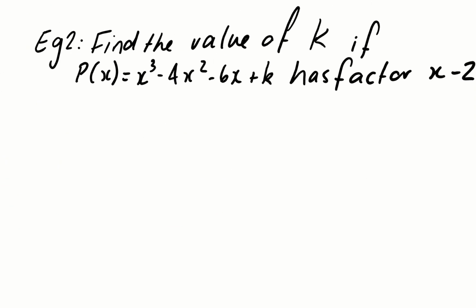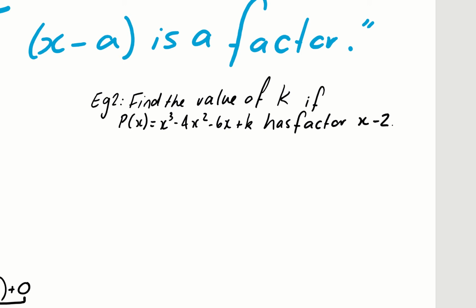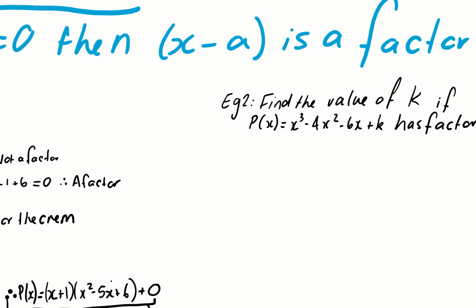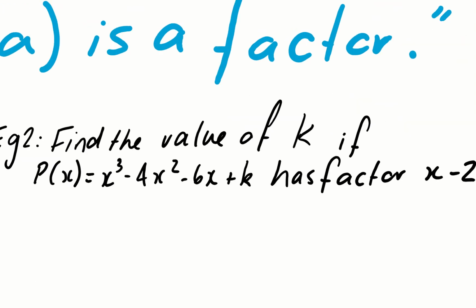Alright, the other side here we have find the value of k if we have this polynomial and it has a factor of x minus 2. So if that's a factor, that tells me that when I take p of 2, by the factor theorem, it should equal 0. So don't be afraid by questions like this, just use your knowledge of it.